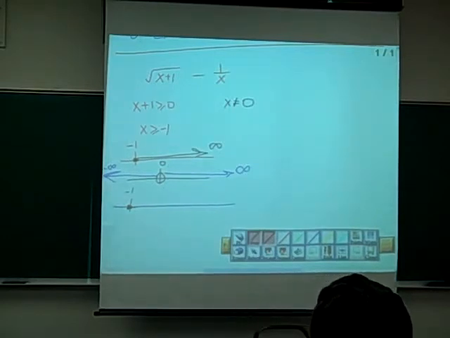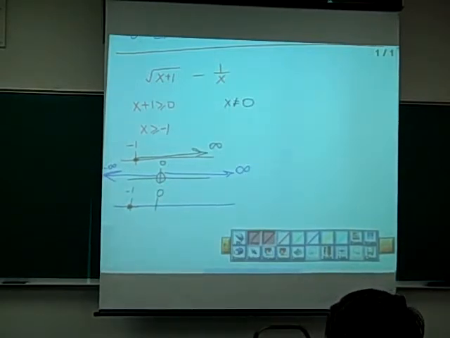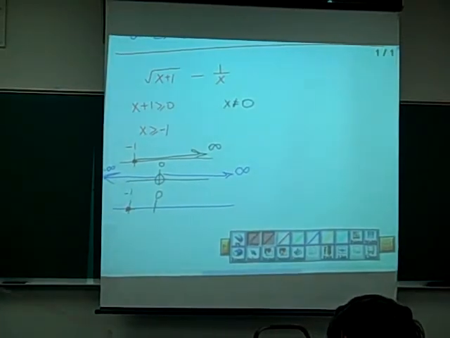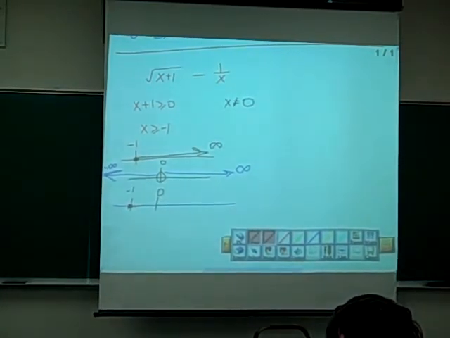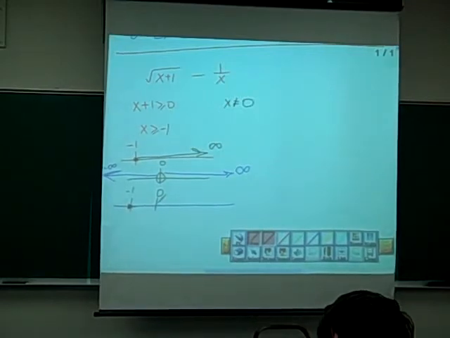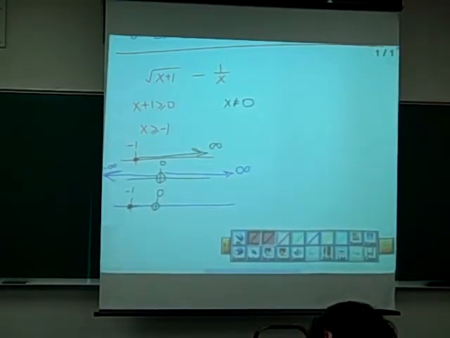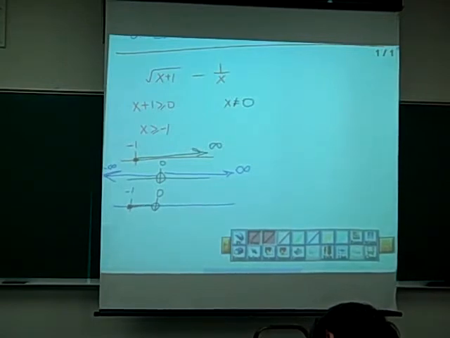But at 0, we cannot have the 0, right? So at 0 it's going to be open or closed? Open. So therefore we can have a solution from -1 to 0, but it's open at 0, and then it goes to infinity from there. So is it -1, 0, and then 0 to infinity?